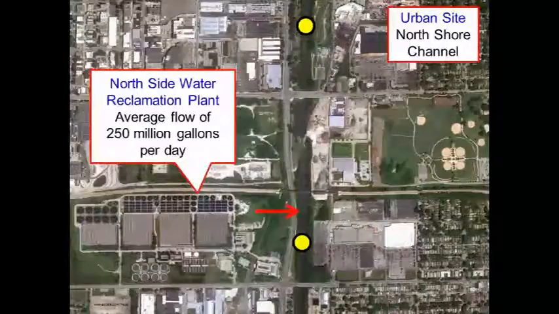Its average flow is 250 million gallons per day. And so this is a photo of the plant right here, including all of this stuff here. It's very large. Not the biggest one in Chicago, but it's a very, very large urban wastewater treatment plant. And its input is right here. So the river flows from top to bottom in this picture. These were our two sampling sites. We were about 800 meters upstream and then about 100 meters downstream of the effluent input. So at the urban site, we had an upstream and a downstream location.